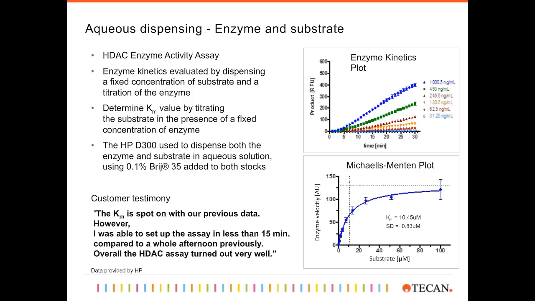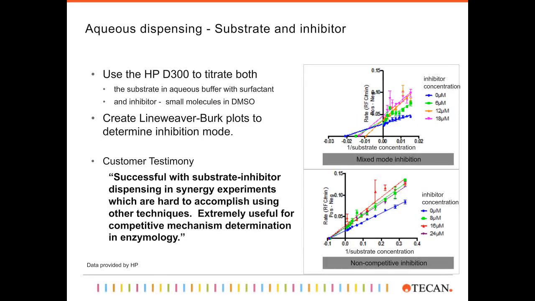So this is now an example where the substrate and an inhibitor were dispensed to the enzyme. So the D300 was used to titrate both the substrate in aqueous buffer with a surfactant and an inhibitor, like a small molecule in DMSO, to create Lineweaver-Burk plots and to determine the inhibition mode.